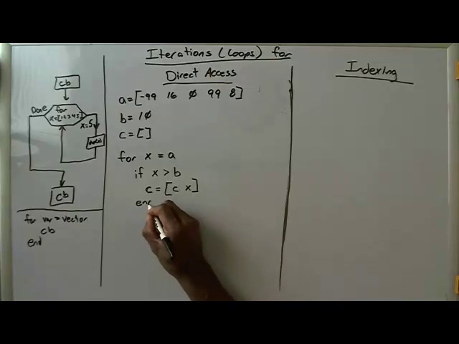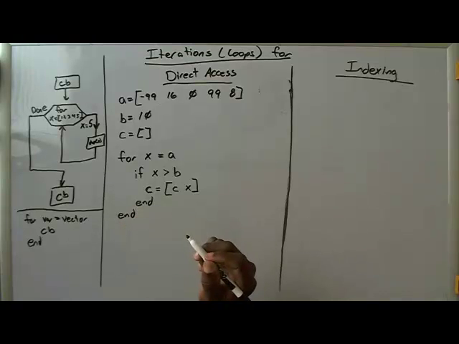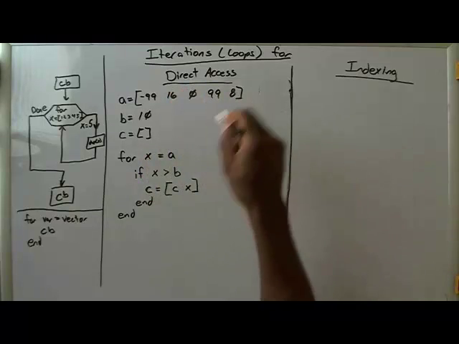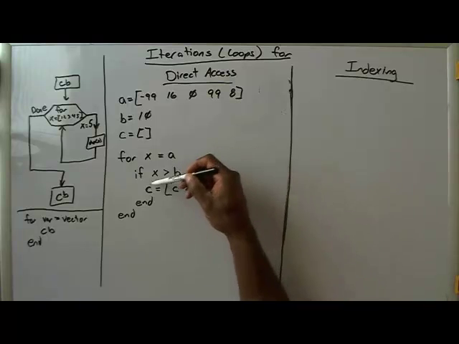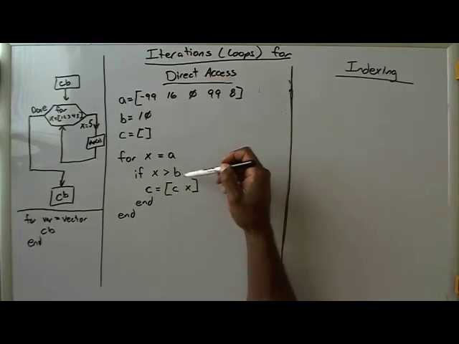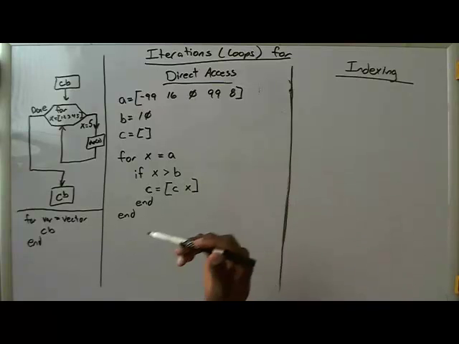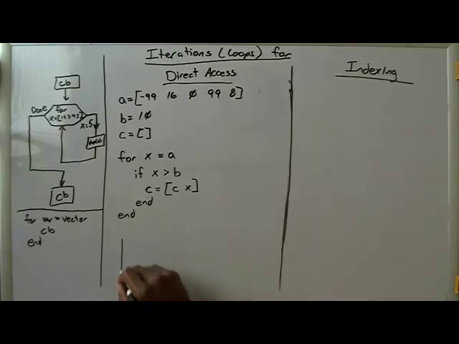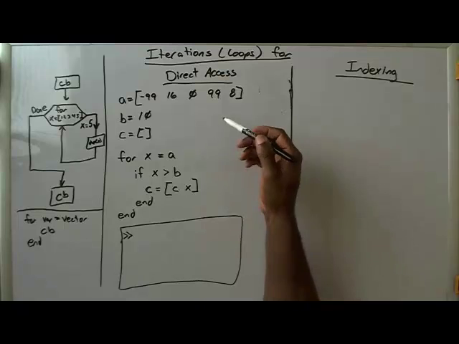Then I will end my if statement because I've done what I needed to do. And I will end my for statement because this is how it's going to iterate through. So for every value inside of A, I'm going to check to see if it's greater than B. And if it is, I put it in using this way here. I'm going to put it into the vector C. Okay? So if I run this, let's do a simulation of the command window. We'll look at this in actual runtime when I do the Matlab portion of this.